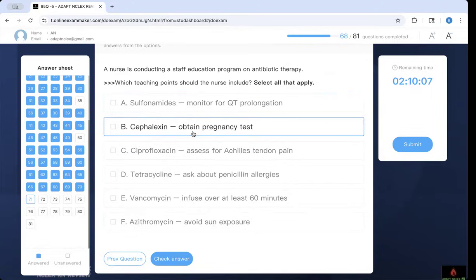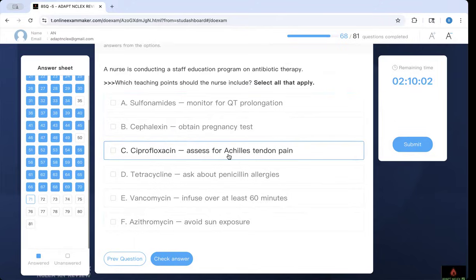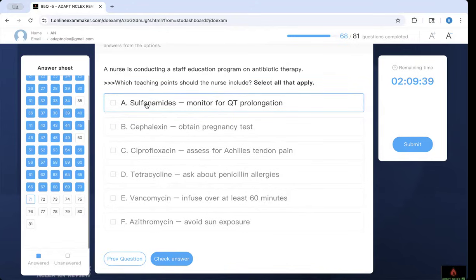Sulfasalazine, right. Obtain pregnancy tests. Ciprofloxacin. Do you worry about Achilles tendon rupture? Is that what you do? Like I told you, this was a strategy so that you can memorize, you know all of them, right? And tetracycline, do you ask for penicillin allergy? Vancomycin, do you infuse it at least over 60 minutes? And then azithromycin, do you avoid sun exposure? You know it. I told you, sulfonamide, mostly sun.